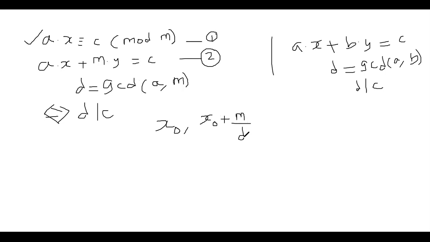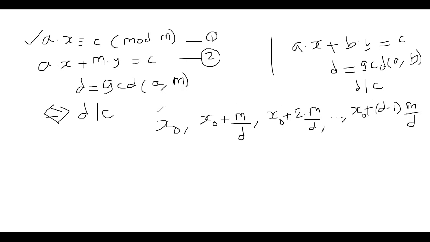D is just the GCD of A and M. Okay, you can now wait one moment. I will show you why these are all the solutions: x0, then x0 plus M by D, x0 plus 2 times M by D, and so on until x0 plus D minus 1 times M by D. I'll explain why I say this is a set of possible solutions. Okay, these are the only possible solutions for congruence 1.